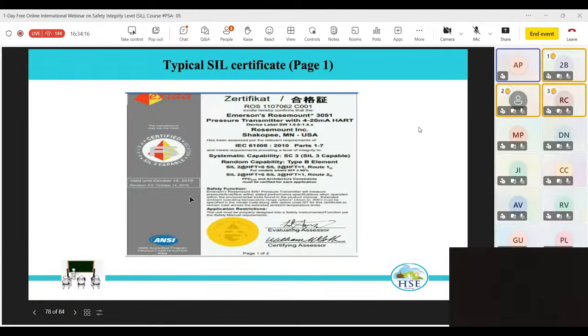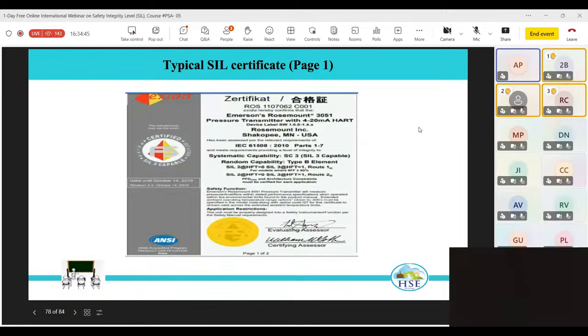There are safety functions written here and applicable restrictions. Please read that. It's not readable here as of now, but restrictions are there like temperature. It should be within this temperature. The usage should be there. Here it is written, this unit must be properly designed into a safety instrumented function as per the safety manual requirements.